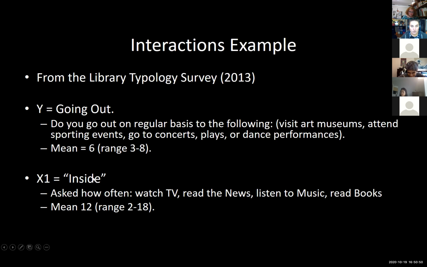My first variable, I called it inside, but maybe it's more like at-home activities, stuff you do inside in your house. And they asked, how often do you watch TV, read the news, listen to music, read books? And those were scored on a scale of, I think, 0 never to 5 always, or like every day. So a higher score here means more times doing activities inside. I read lots of books every day. I read the news every day, those sorts of things.